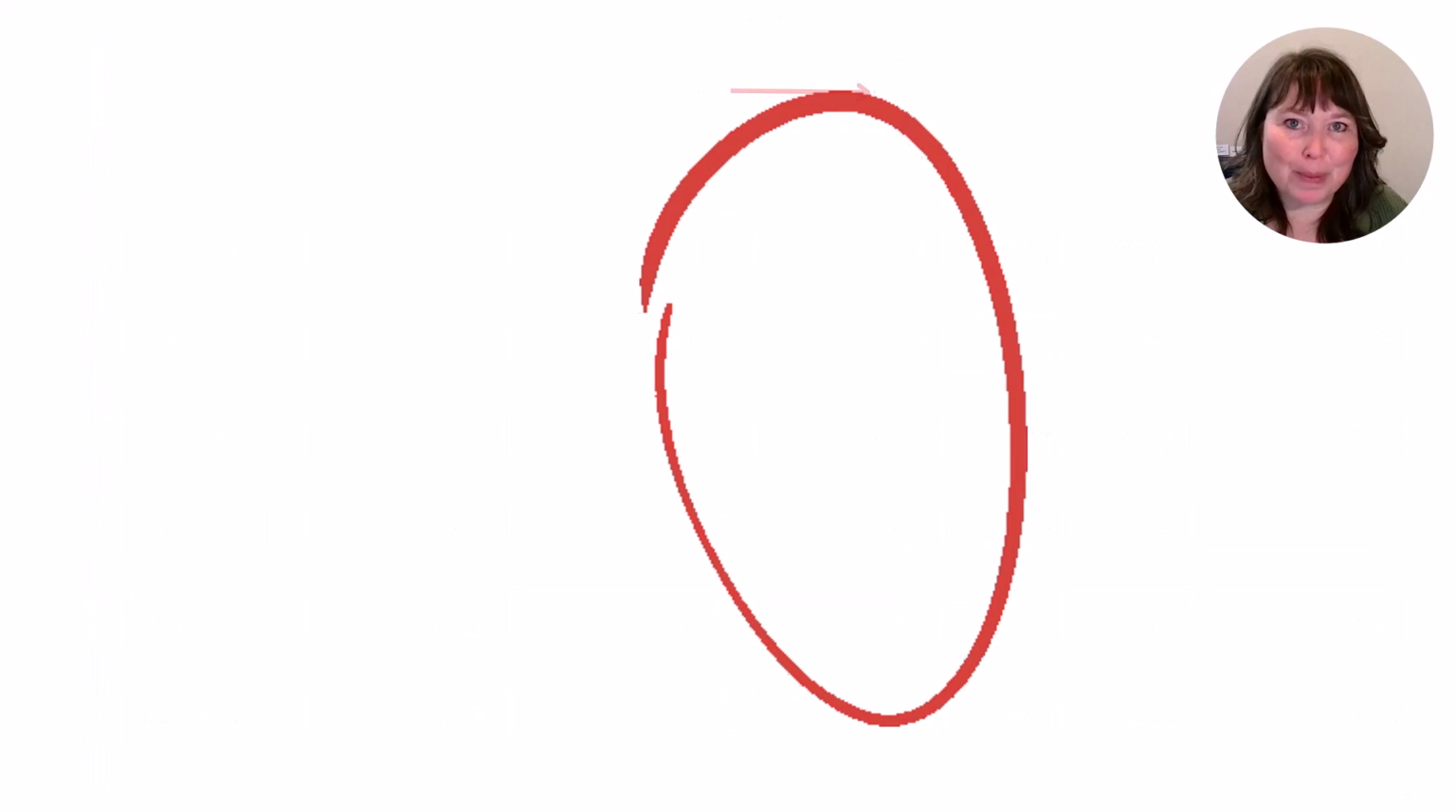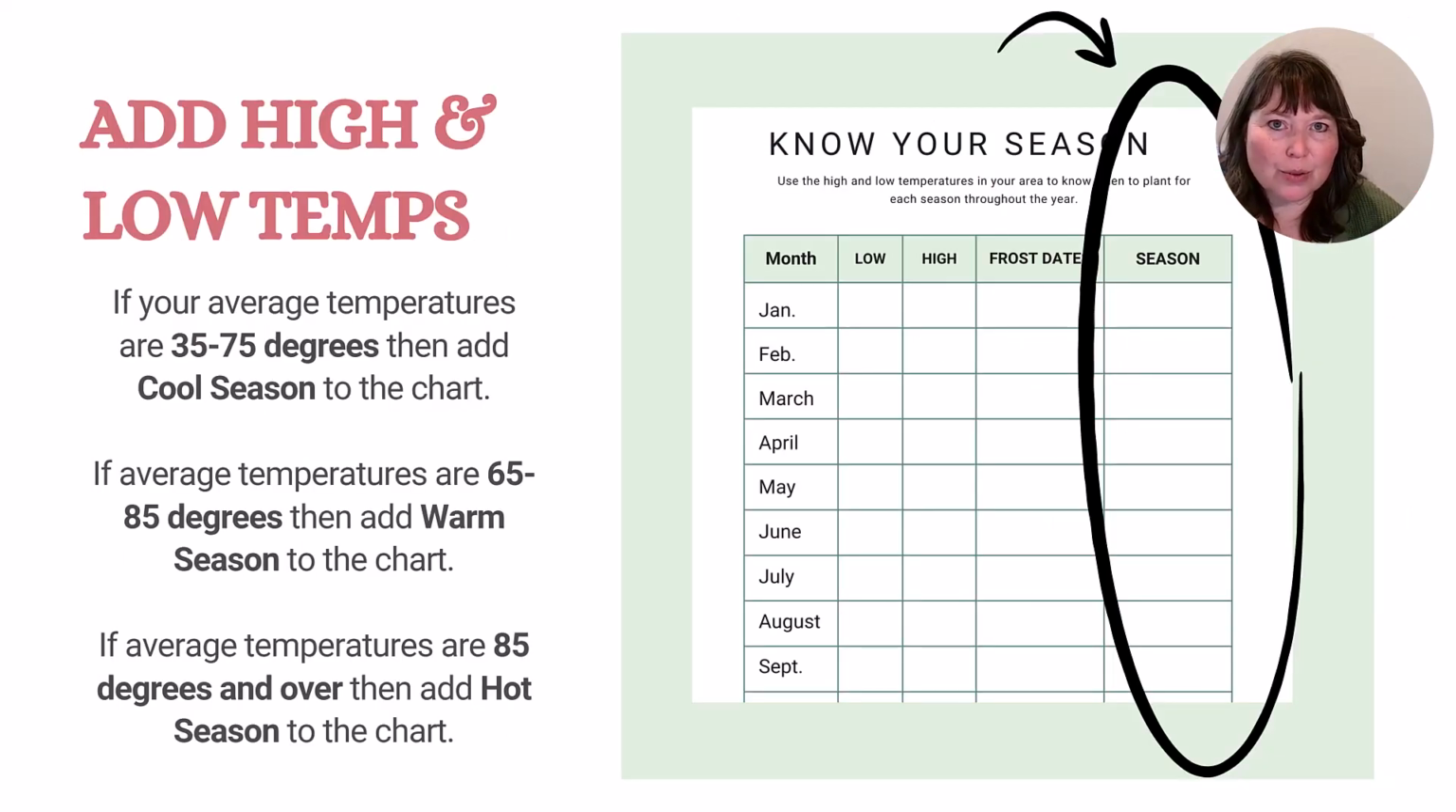Now, this is the fun part, adding the highs and lows from your information into your chart. You're going to place those highs and lows, and then you're actually going to be able to know what season you can grow in for each month. If your average high and lows falls between 35 and 75 degrees, you're going to write cool season. If your average highs and lows fall in between 65 and 85 degrees, that's the warm season. And if your average temperatures are between 85 and higher, that's the hot season.